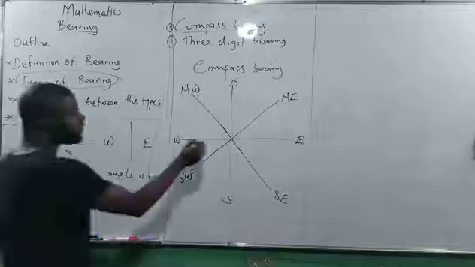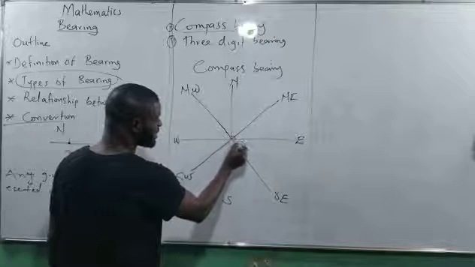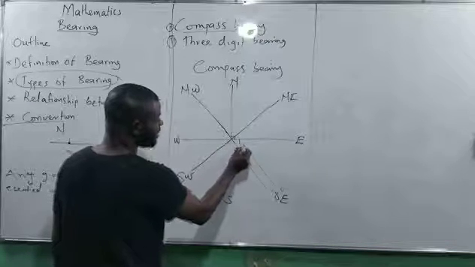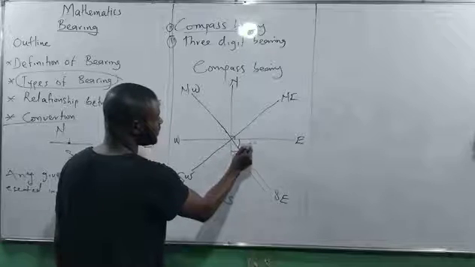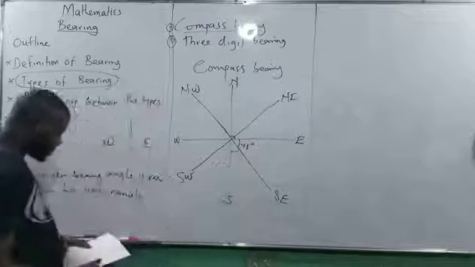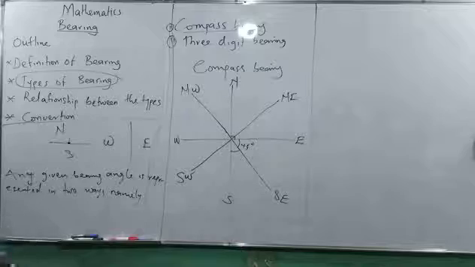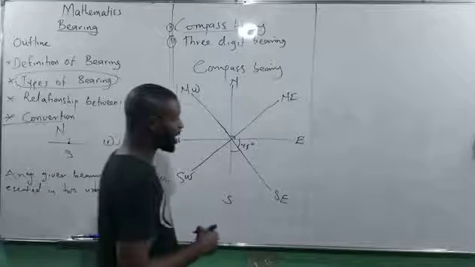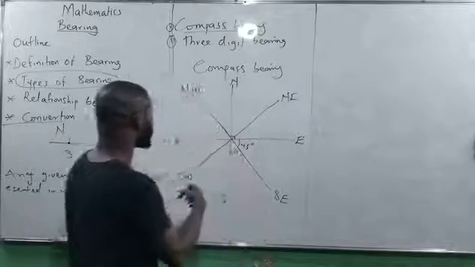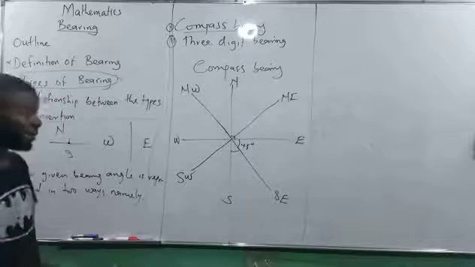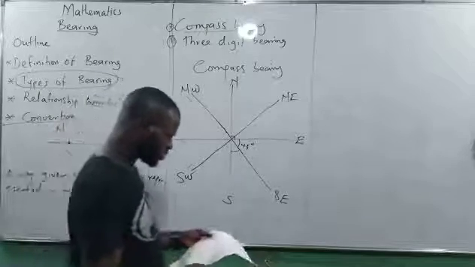Now, at this point, don't forget there are angles here. From here to here is 90. From here to here is 45. Each of these is 45 degrees, and that is what we are talking about. I can generate more, which I can call the 8 cardinal points. I can have 16 cardinal points, and so on and so forth.